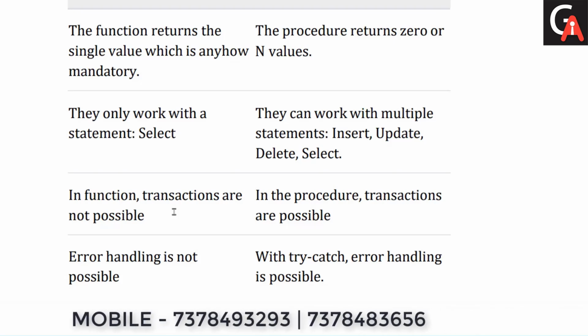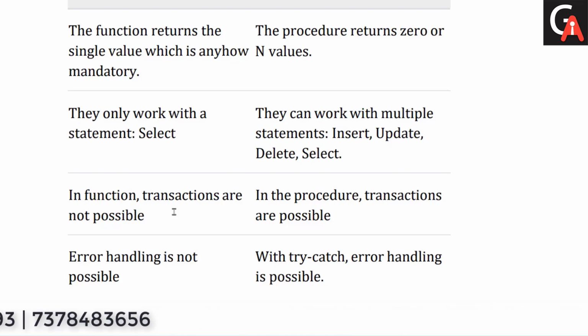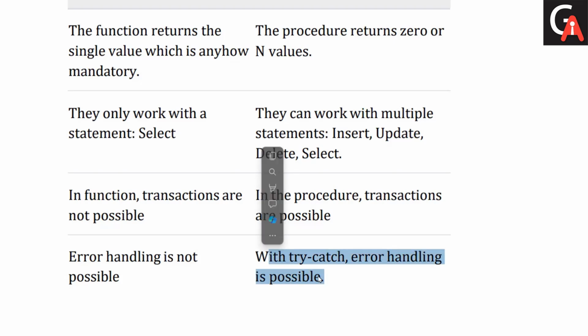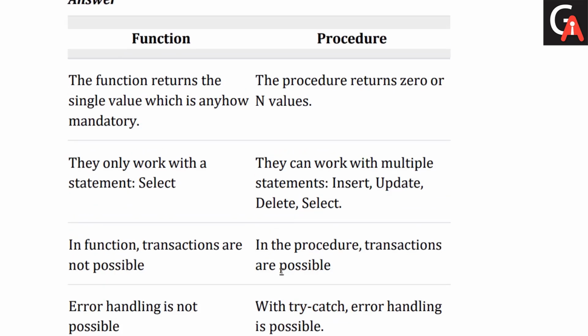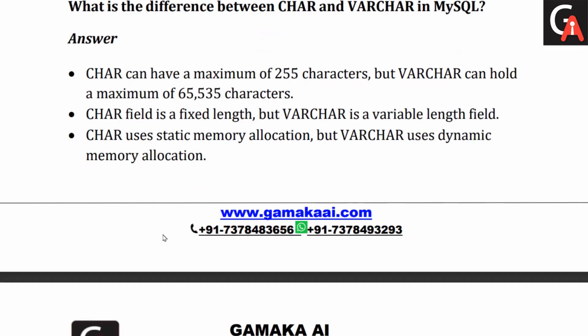Clear? Then there is another difference of error handling. Error handling is not possible in terms of function, but error handling is possible in terms of procedure. We'll use the try catch block for that. Clear? These are a few of the differences between functions and procedures. Okay, so let's move forward with the other questions we have.